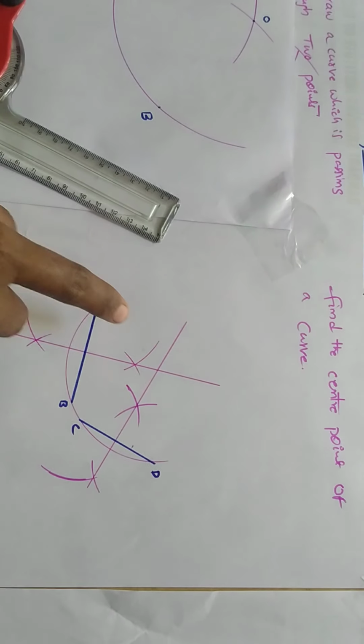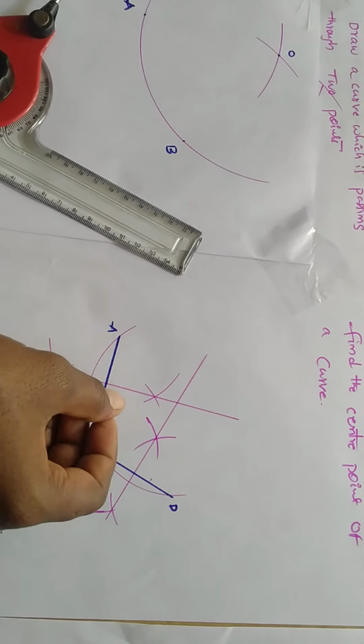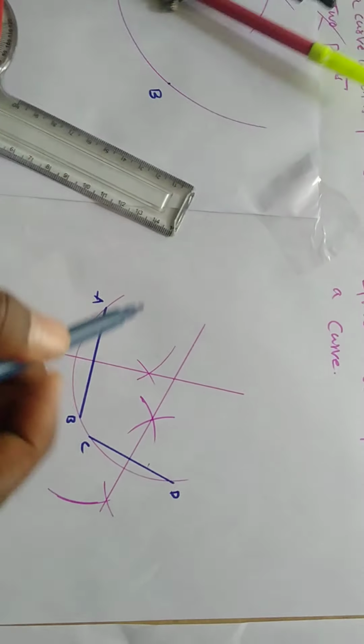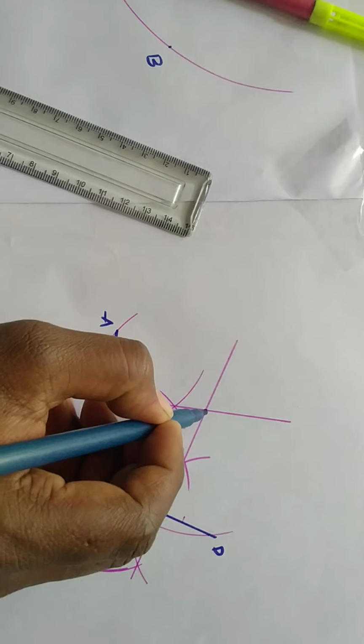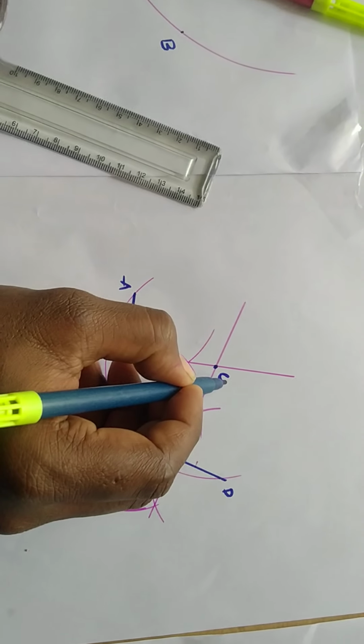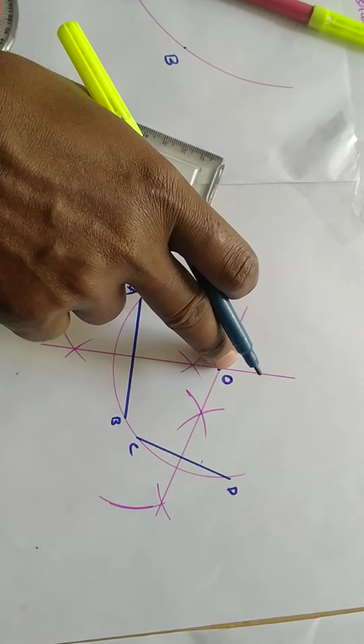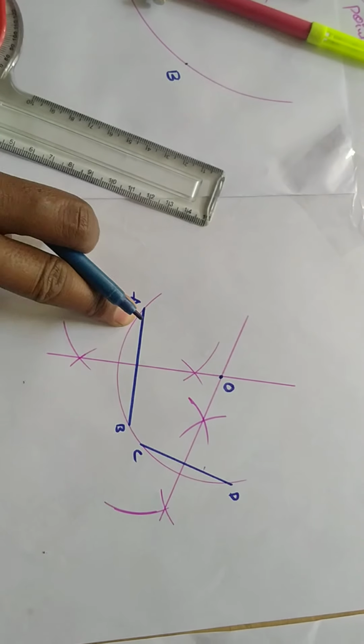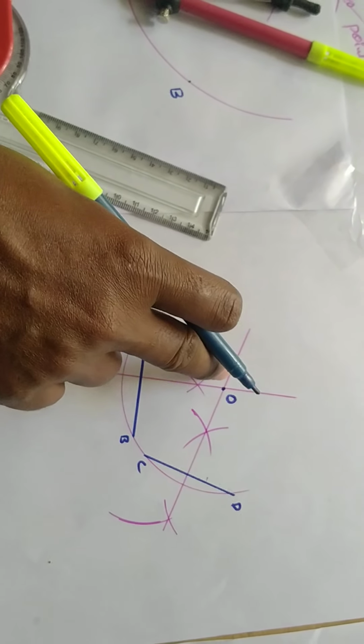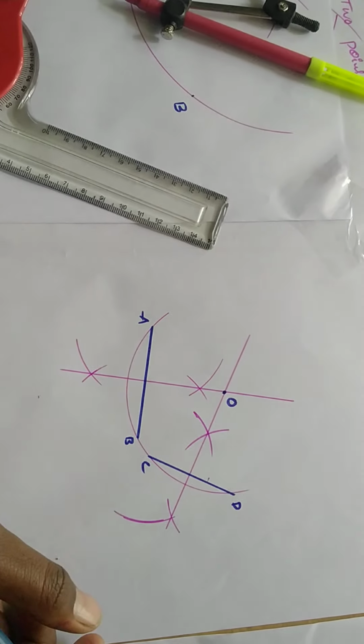This is the intersection point of both bisecting lines. Name it as O. This is the center point of this curve.